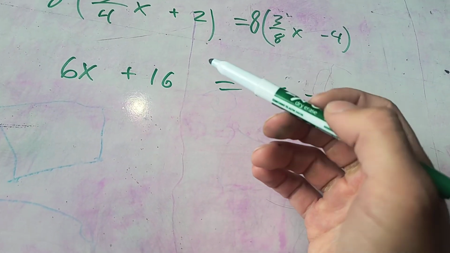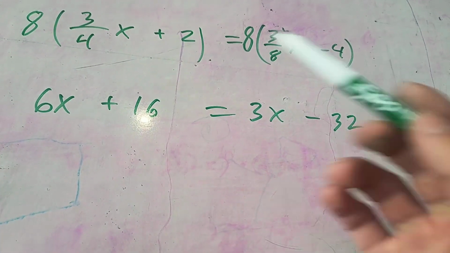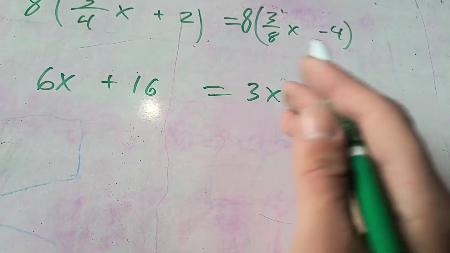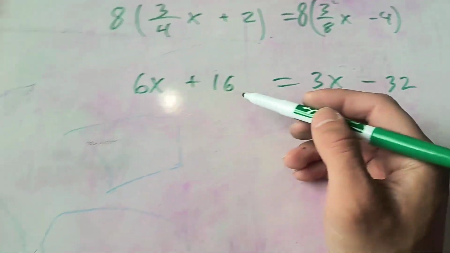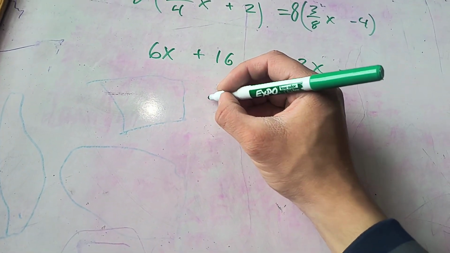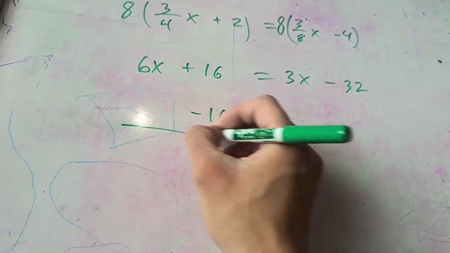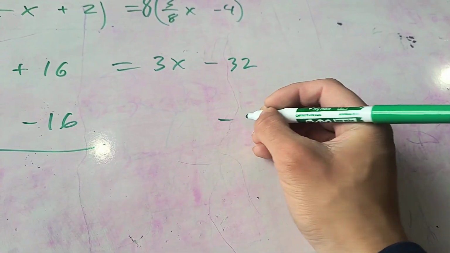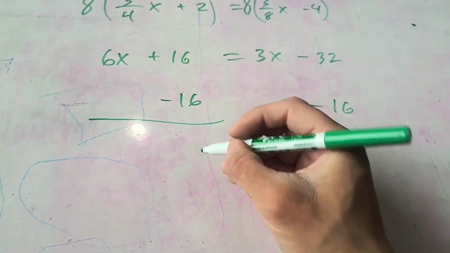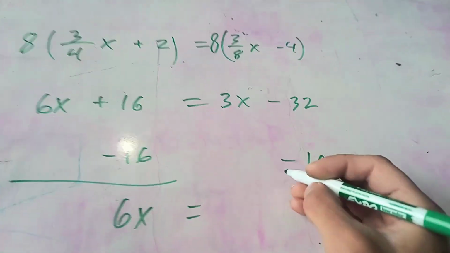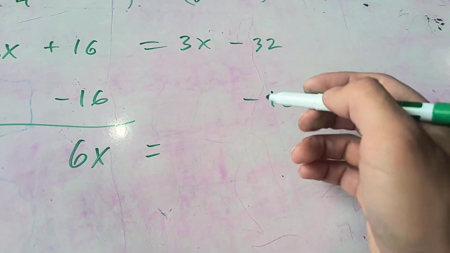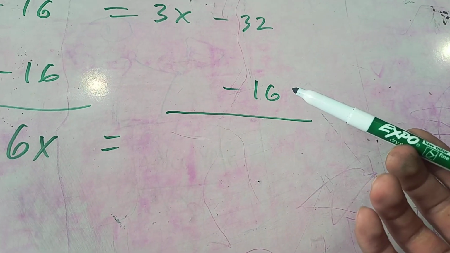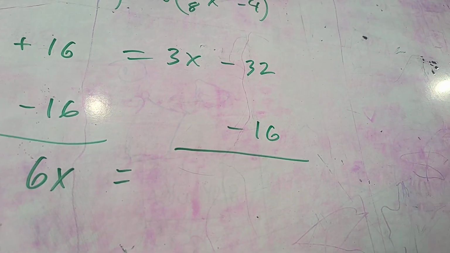Great. Now let's try to get x isolated on one side, which we're going to choose this side. The way we're going to do it is we're going to subtract 16 from this side, and then subtract 16 from this side too. So this would become 0. That 16 will go down to 0. And this would become 6x is equal to negative 32 plus negative 16, or minus 16, is equal to negative 48.